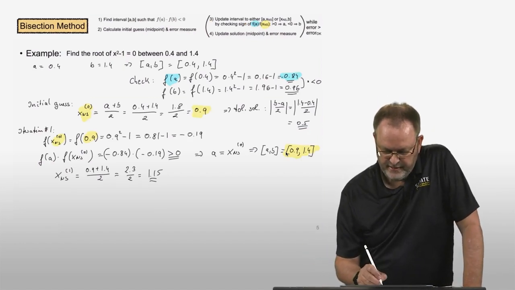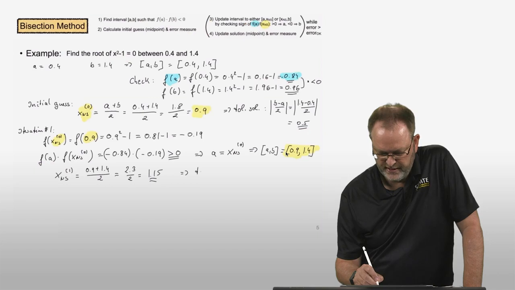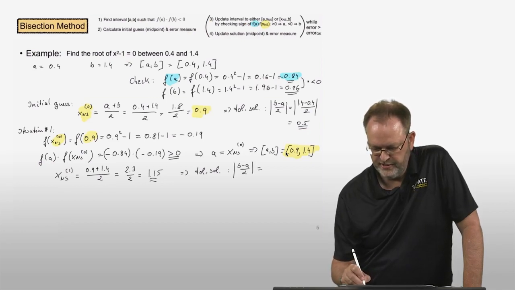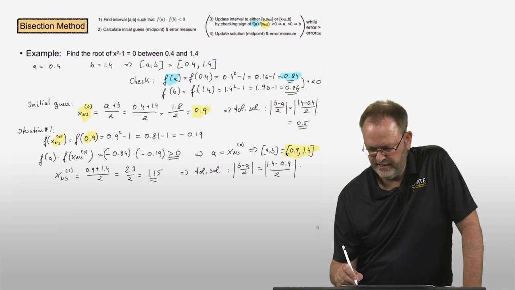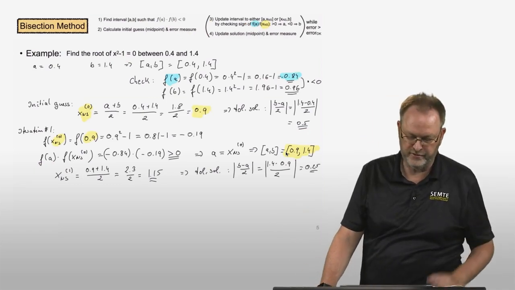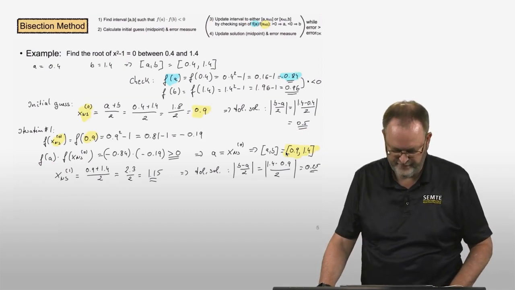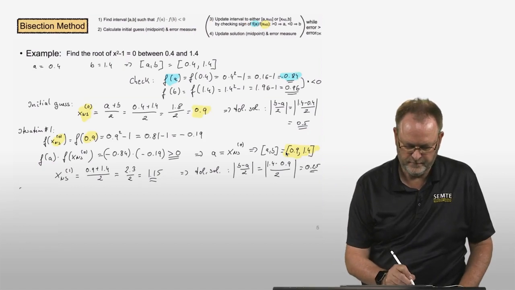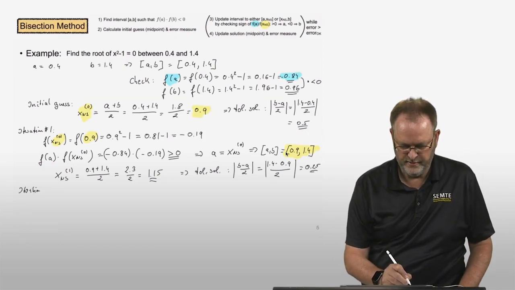And for this I can calculate, again, the tolerance in solution. In case that I'm done, right, this is accurate enough, tolerance in solution is still b minus a over 2, which is 1.4 minus 0.9 divided by 2. Absolute value, that is 0.25. That is my tolerance in solution for the numerical solution of 1.15. Okay, let's do one more iteration. Iteration number 2.